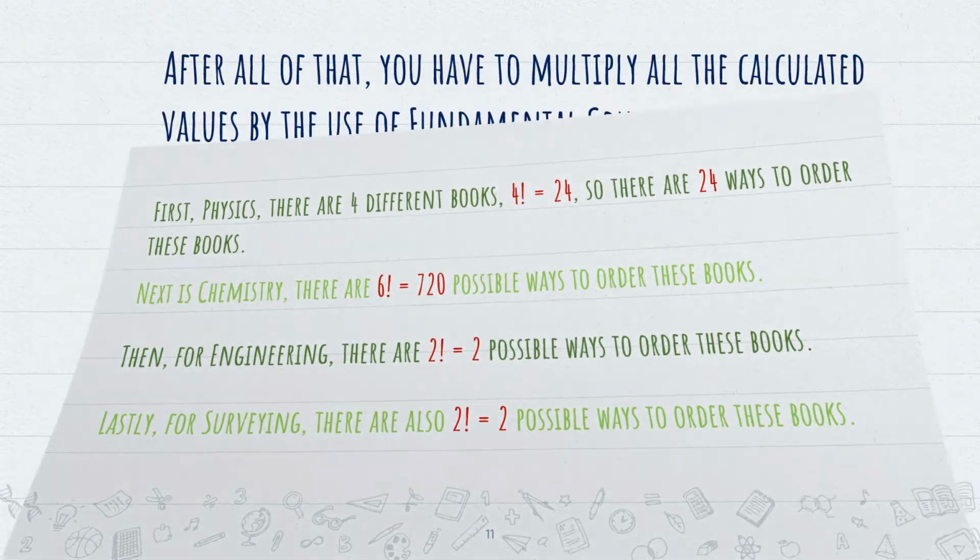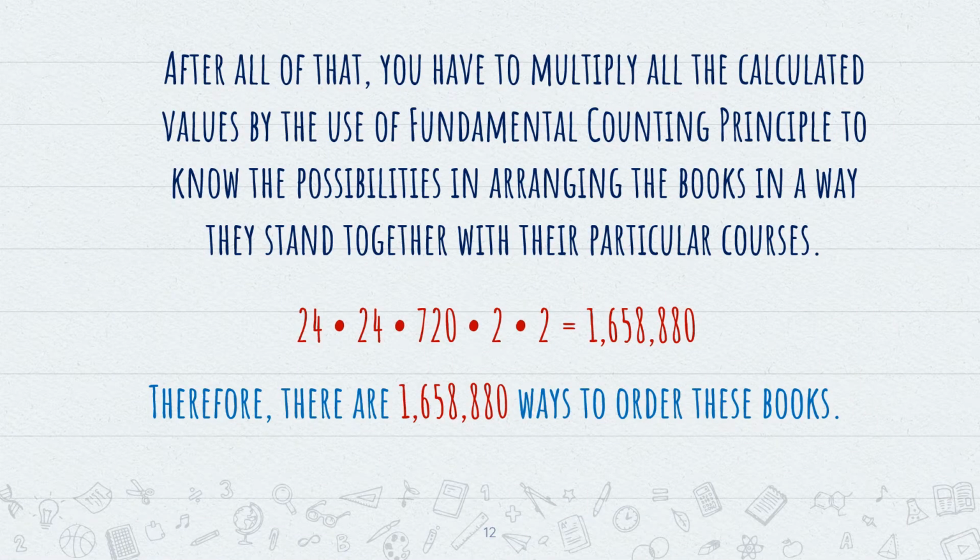After all of that, you have to multiply all the calculated values by the use of fundamental counting principle to know the possibilities in arranging the books in a way they stand together with their particular courses. 24 times 24 times 720 times 2 times 2 is equal to 1,658,880. Therefore, there are 1,658,880 ways to order these books.